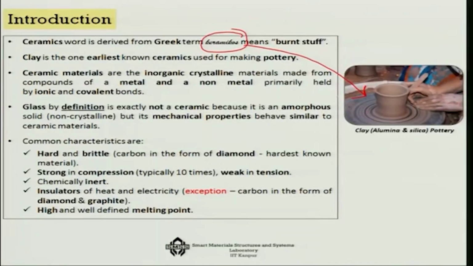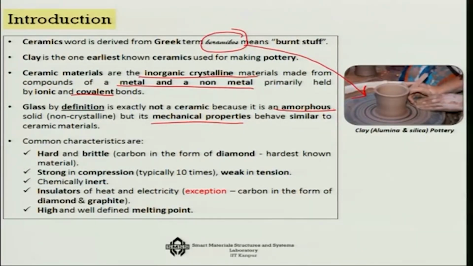Now ceramic materials are by root inorganic crystalline materials, which is very important, made from compounds of one metal and a non-metal. If it is a metal non-metal combination, then that type of ceramic generally has ionic bonds, and if it is a non-metal non-metal combination, then it generally has covalent bonds. Glass is also sometimes mentioned along with ceramics, but glass by definition is not a ceramic, because ceramics have a distinct crystalline structure, but glass is amorphous. However, the mechanical properties of glass, even though it is amorphous, are very similar to ceramic materials.